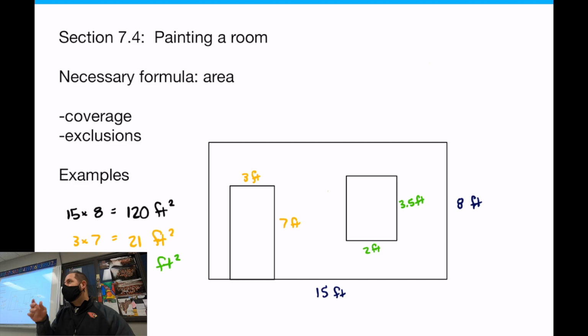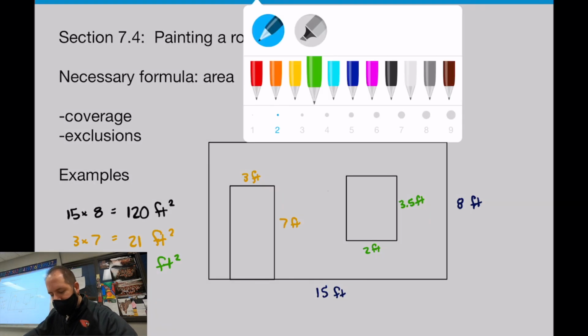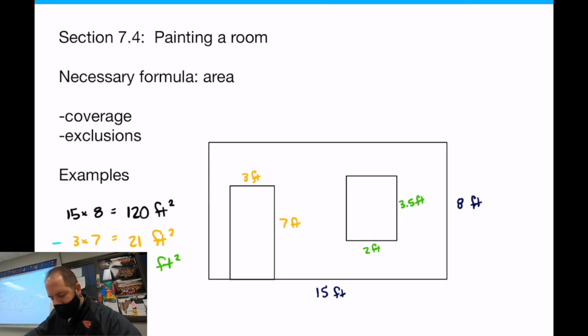So what you do is you take your 120 and subtract off the 21 and the 7, which is 28. So 120 minus the 28, I get a total square footage on that wall of 92 feet squared. And that's the area that I have to actually paint. Okay, does that make sense?